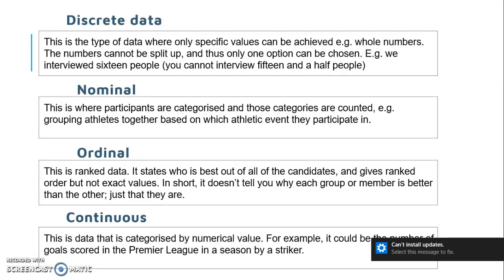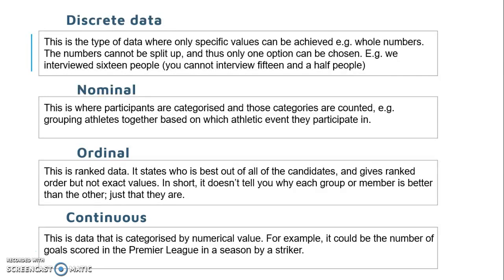There are some other types of data. First one being discrete data, which is the type of data which only specific values can be achieved in, e.g. whole numbers. So the numbers can't be split, and thus only one option can be chosen. So potentially for a number of people that you interviewed, you could interview 16 people. And this is discrete data because you can't interview 15.5 people or 14.75 people.